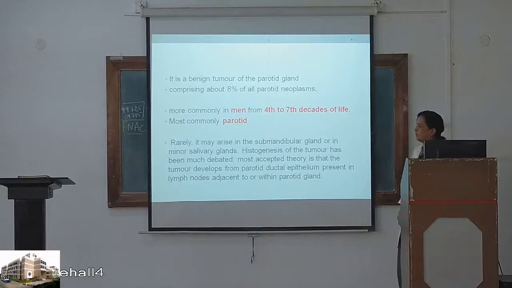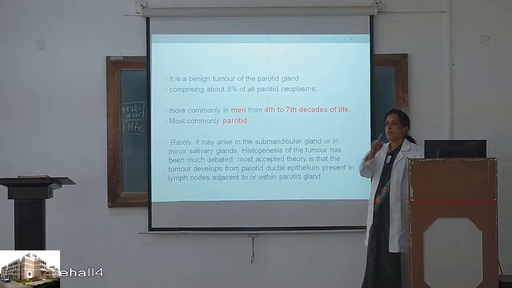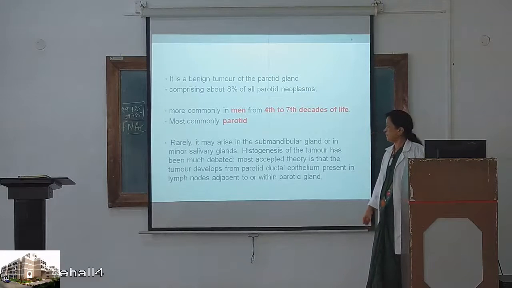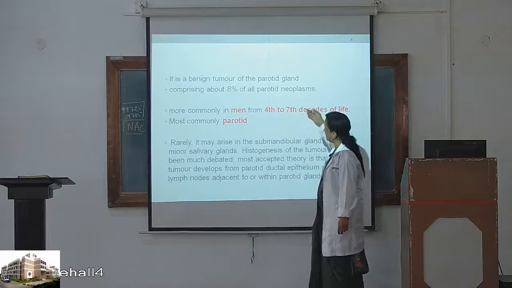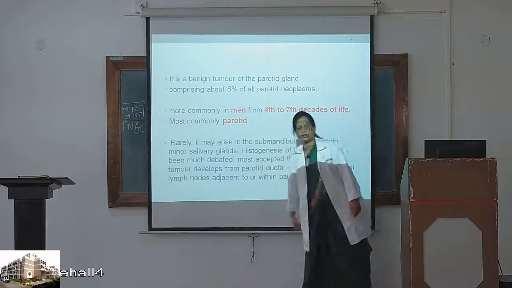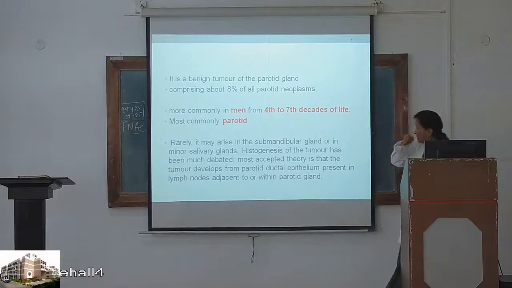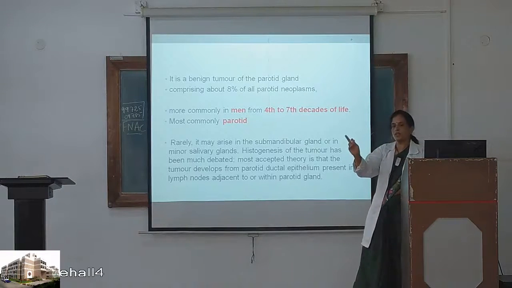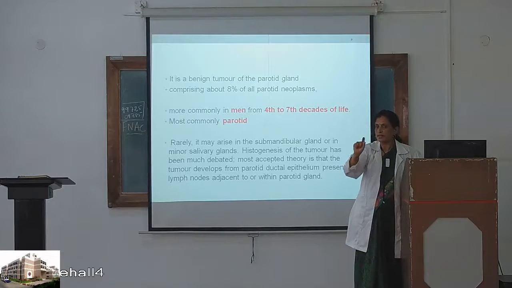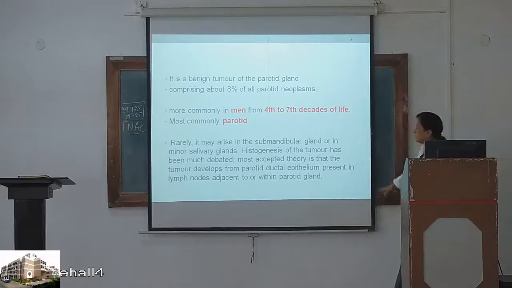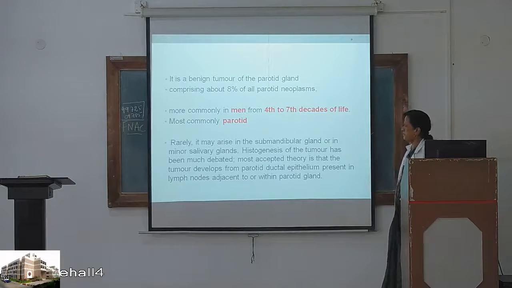A benign tumor of the parotid, it comprises 8% of all parotid tumors. See, repetition of what I told you. Men, 4 to 7, elderly, most common is parotid. Very rarely it may arise from submandibular. Every rule has an exception. But the histogenesis of pleomorphic adenoma, remember, intercalated duct, myoepithelial cells and the ductular epithelial cells. Here it's much more debated.